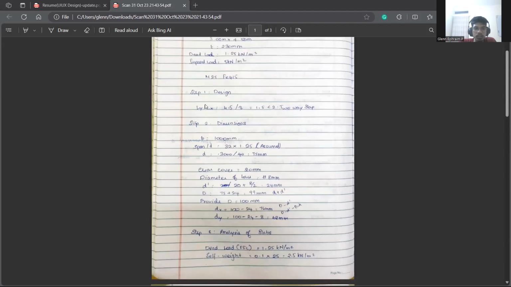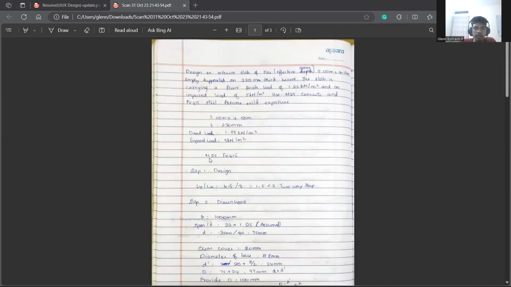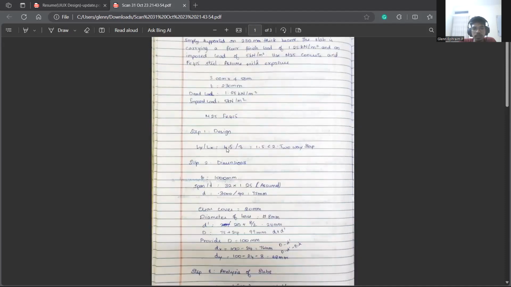So what is the first step? We will find out the type of slab design. We take Ly, the dimension in the y axis, and Lx, the dimension in the x axis, whichever is greater divided by whichever is lower. Here 4.5 is greater, so 4.5 divided by 3 gives 1.5, which is less than 2. So we assume this to be a two-way slab. In case it is greater than 2, we take the problem to be a one-way slab and proceed to solve it in a different manner.